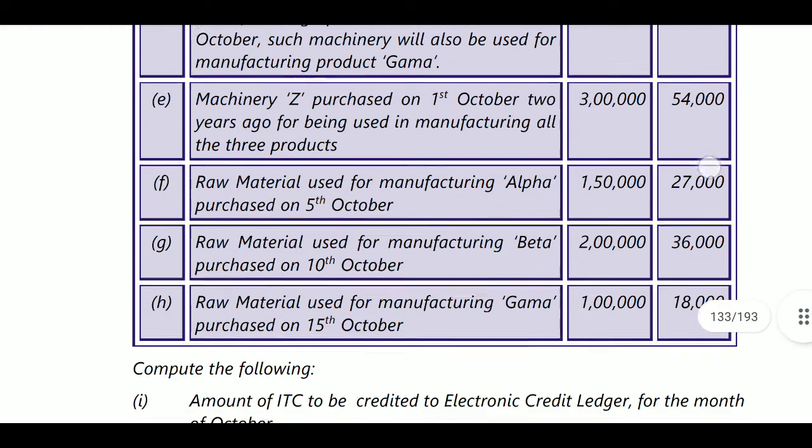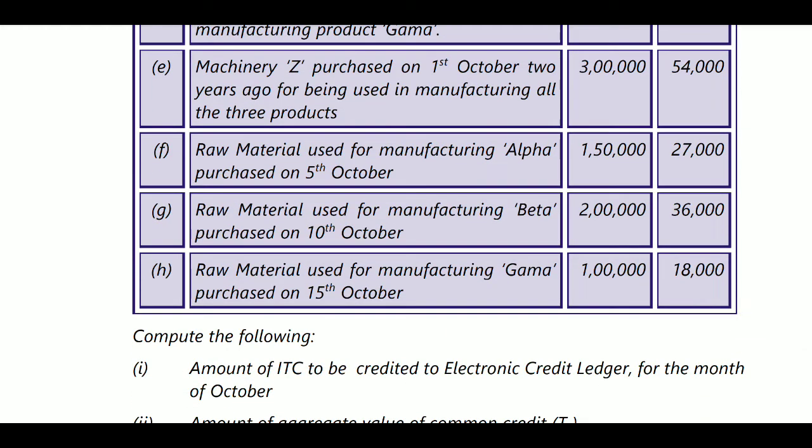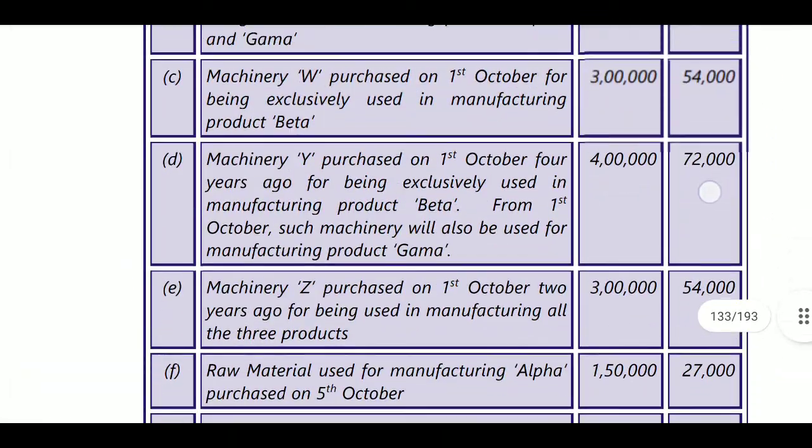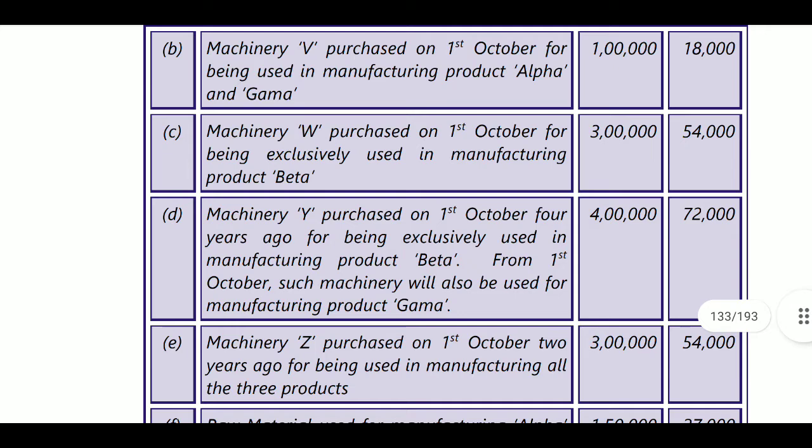But out of this, 36,000, 54,000, 72,000, whatever is there, which is exclusively used for beta products, they may have their aggregate common credit. So on this aggregate common credit, you must remove whatever amount is related to exempted supplies.